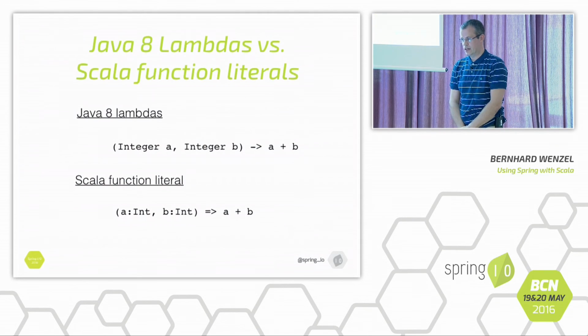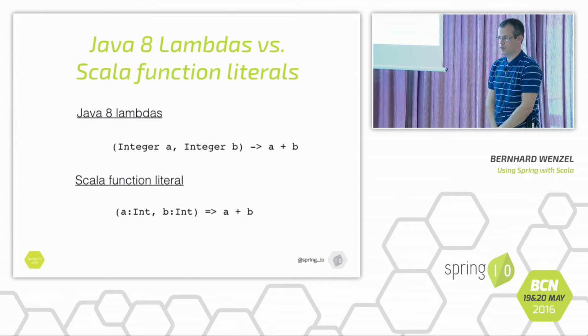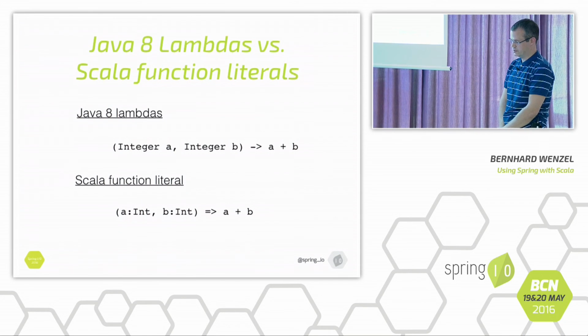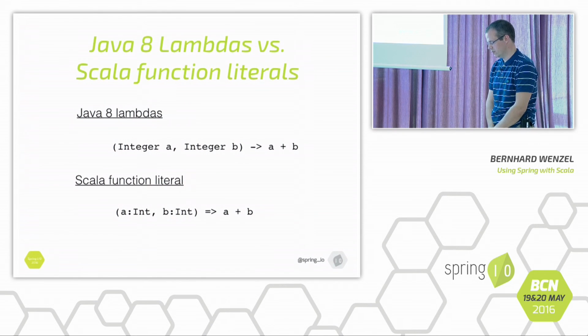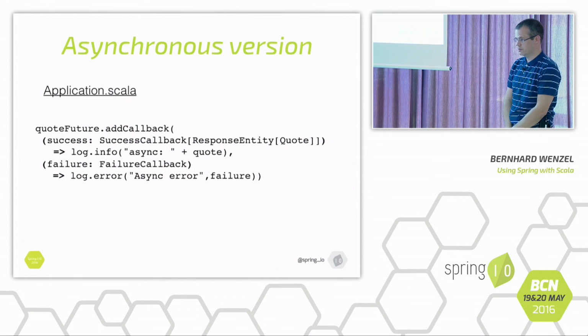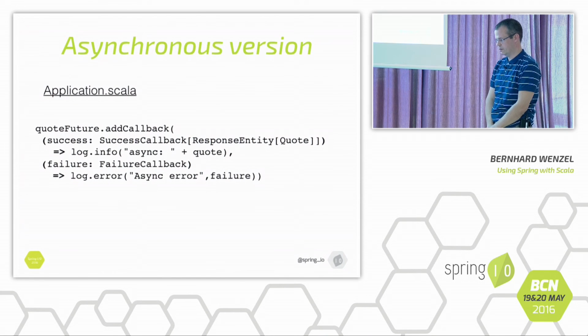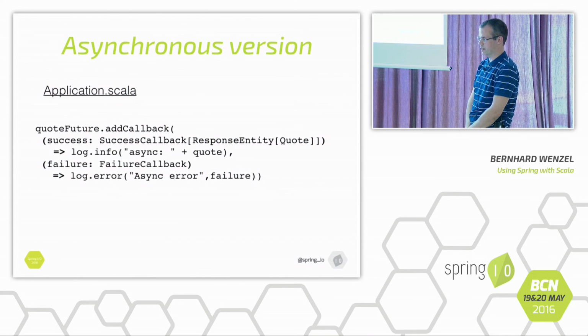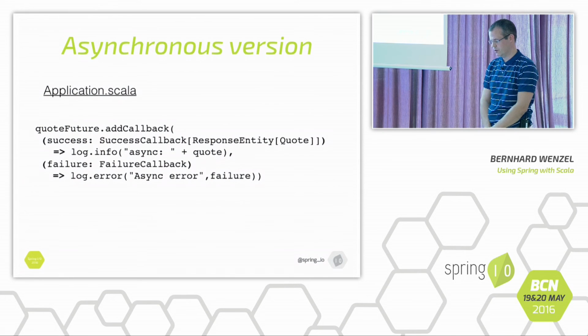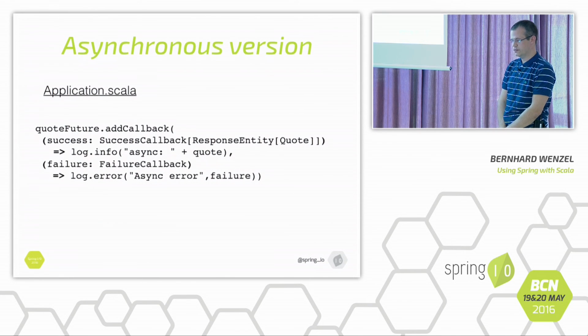Now, if you start learning Scala, and if you compare Java 8 Lambdas to Scala function literals, as it's called in Scala, then you see it's almost the same, except the parameters are slightly differently defined, and instead of a minus sign, we just have the equal sign. So this is then what we want to do: we plug in our function literals into the Spring callback method for success and failure case.